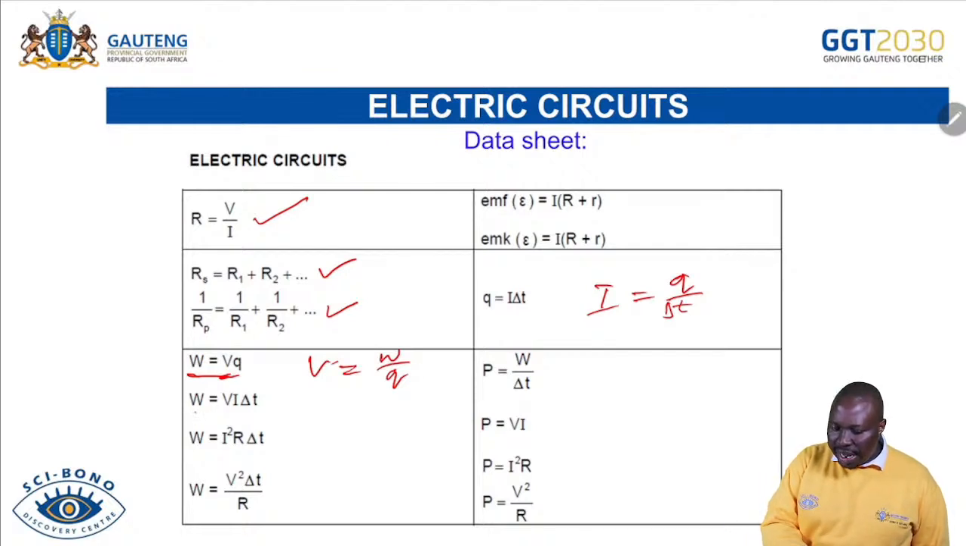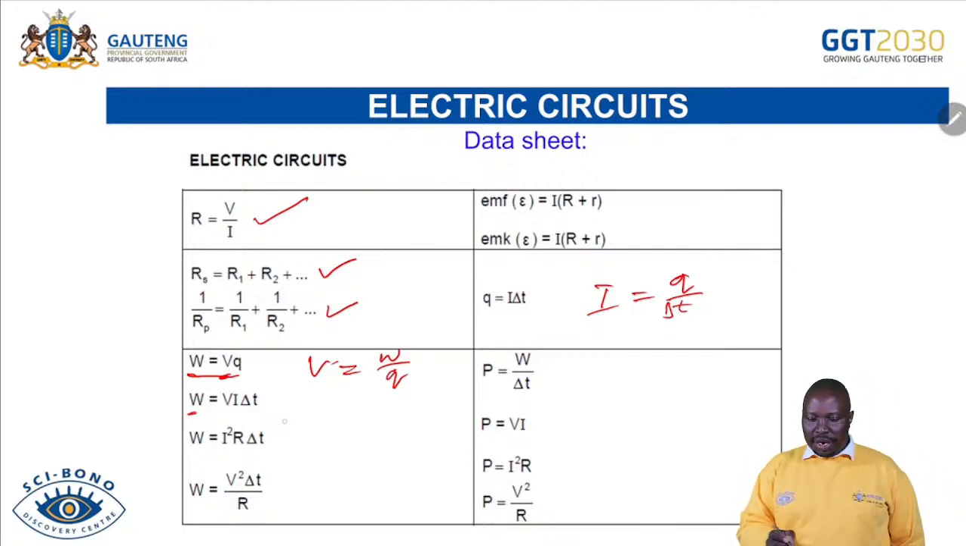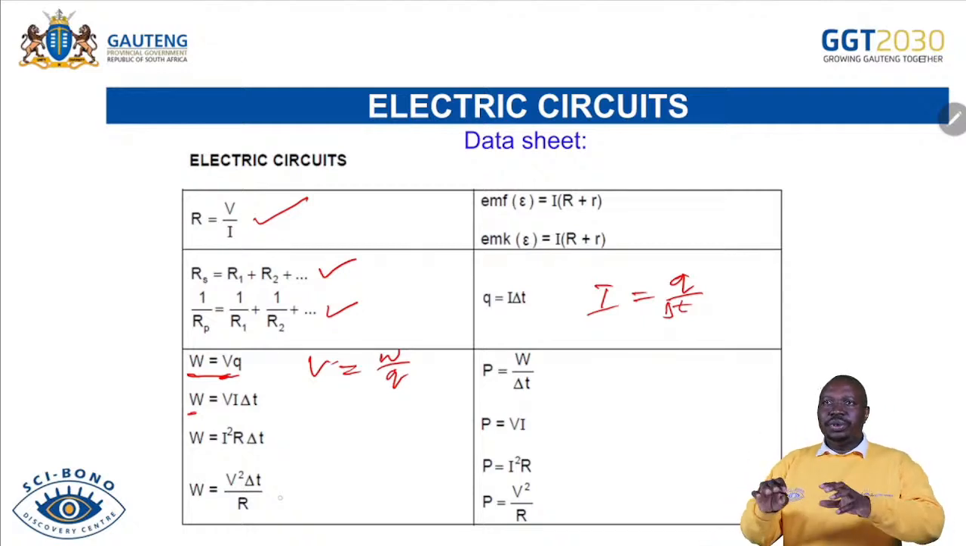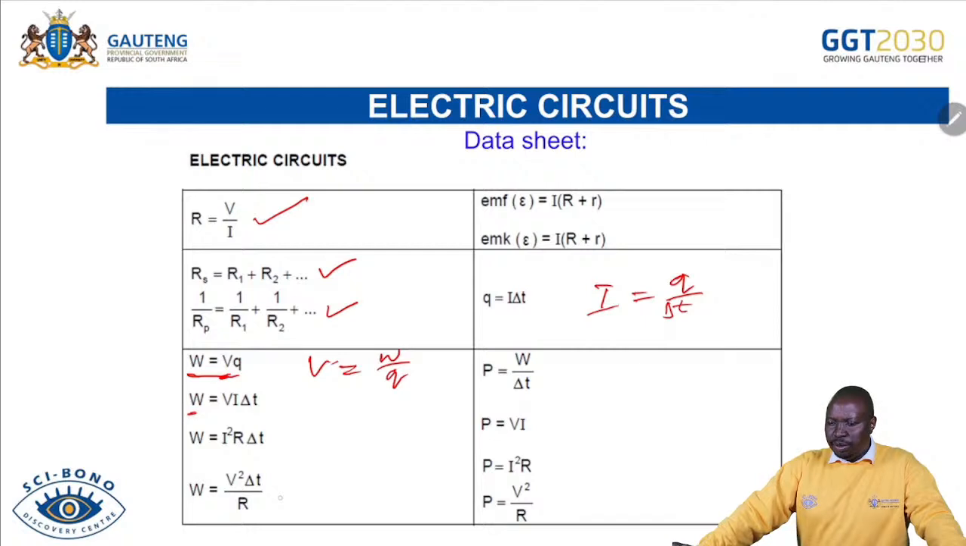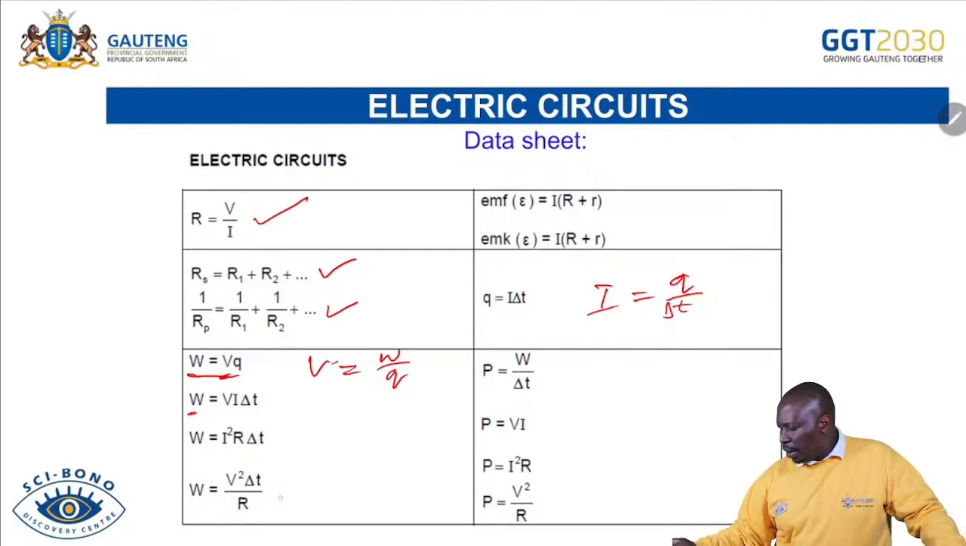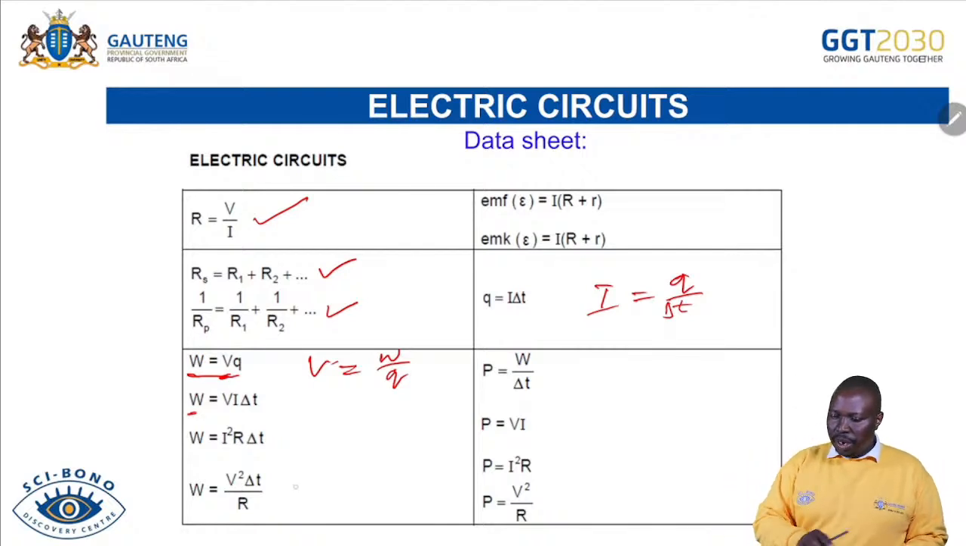You have your energy there as your work done, which is VI delta t, I squared R delta t, V squared delta t over R. All these equations are important, more especially when we deal with questions that include power. You must be able to do questions that include power, and with no wasting of time, we'll move to such a question.